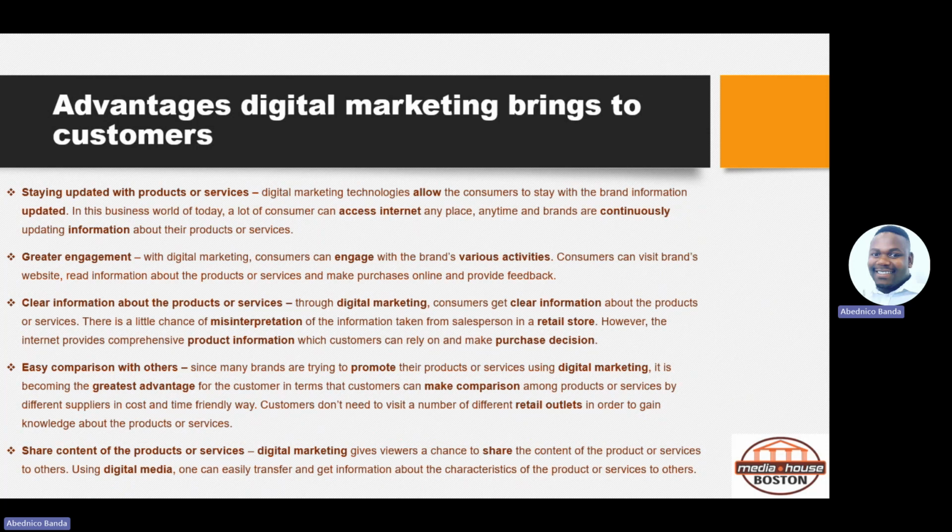With traditional marketing, you cannot share content. You see an advert on TV, how are you going to share it other than telling me that yesterday I saw an advert on TV? But here, you can share it. You can copy links, you can use QR codes and so forth.